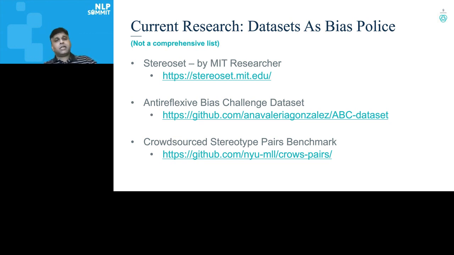So using this data set, you can take your NLP model and see how well your model performs against this data set that is actually checking for stereotyping in your model. So it's a really nifty tool. You can check your BERT, RoBERTa, ELMo, any of the popular NLP models against this data set. Similarly, another data set is called the anti-reflexive bias challenge data set.